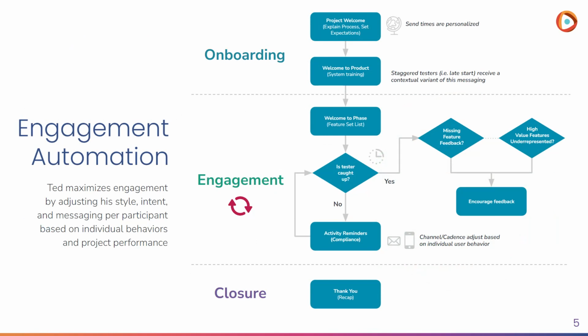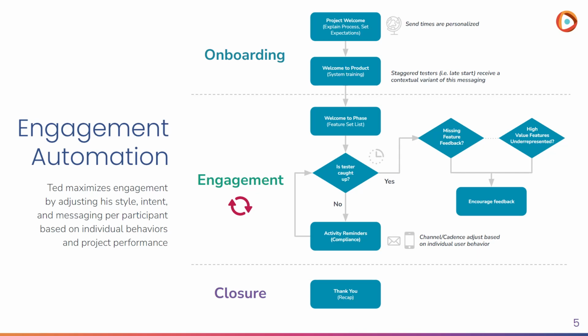Now, Ted's engagement automation system works like this. So it's based on our different phase types. During onboarding, he's going to start welcoming testers to the project. He's going to set expectations and send out information that testers can use to get a better idea of what the project is going to be like.